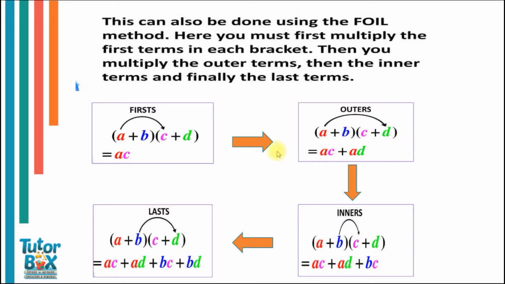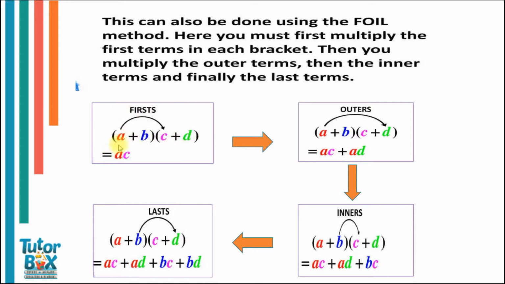Okay, so this can also be done using the FOIL method. I'm sure some of you have already covered this at school this year. Here you must first multiply the first terms in each bracket. Then you multiply the outer terms, then the inner terms, and finally the last terms. Okay, so this F is for firsts, the O is for outers, the I is for inners, and the L is for last. Okay, so let's just quickly look at it. It's a very fun way of remembering what to do.